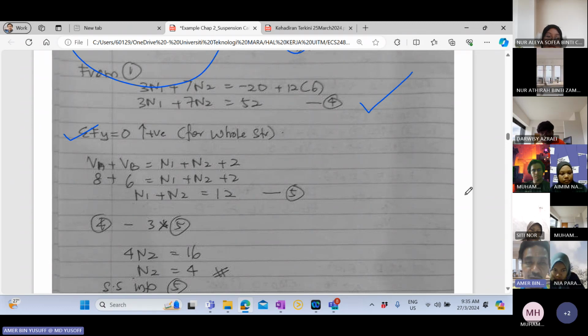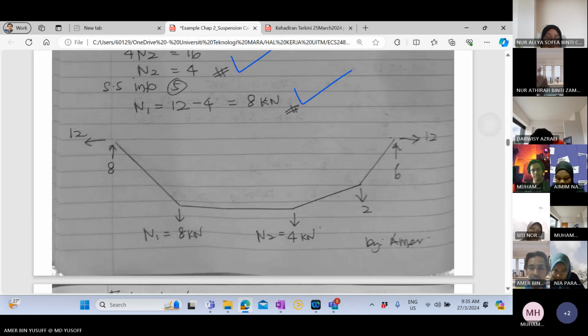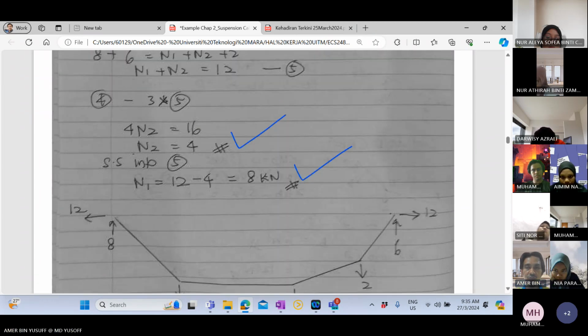So, boleh tak selesai N1, N2, student? Please answer my question. Boleh. Yes, kita boleh selesaikan. So, masuk je, dan you dapatlah N1 equal to 8, N2 equal to 4. So, dapat macam ni lah. Done. For example number 2.